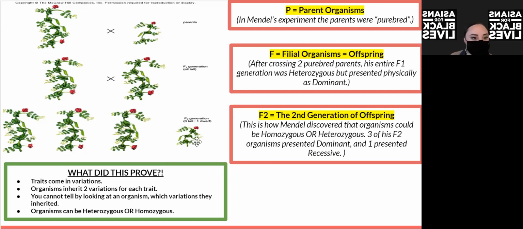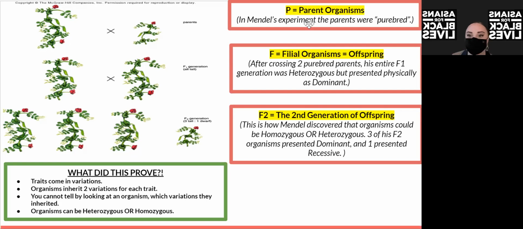So we know that traits come in variations. This also tells us that you can't tell by looking at them what variations they have. And as we're going to move on to learn, organisms inherit two variations for each trait. That can make them heterozygous or homozygous for the trait.